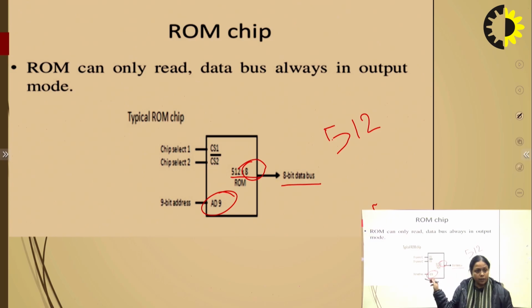We don't have control lines here because in the ROM chip only the read operation can be performed. There is no need for two different signals for read and write, because only one action is performed here, that is read only.